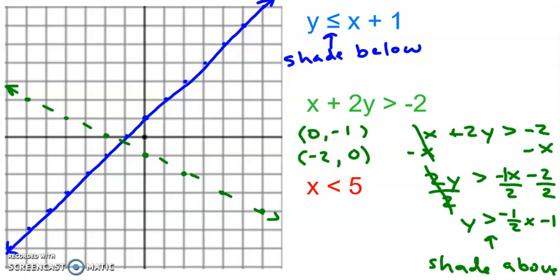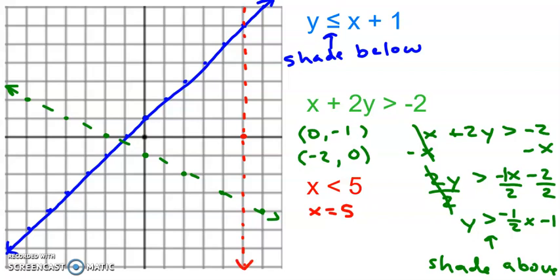Now my last inequality is going to be either a horizontal or vertical line. Whenever you only have x or only y, it's going to be horizontal or vertical. So if I think of this as x equals 5, then every point on my line has an x value of 5. So I go to my x-axis, right there is x equals 5, and I need my line to go right through there, because any point on there, x would be equal to 5.